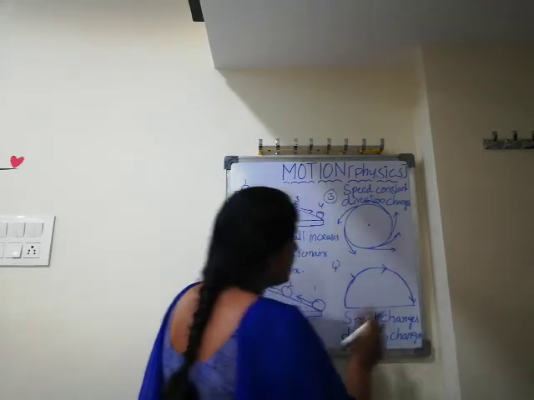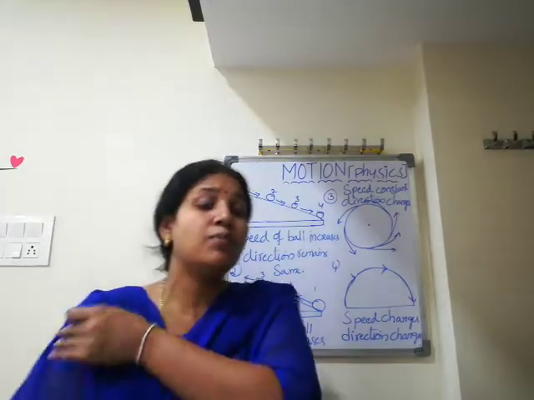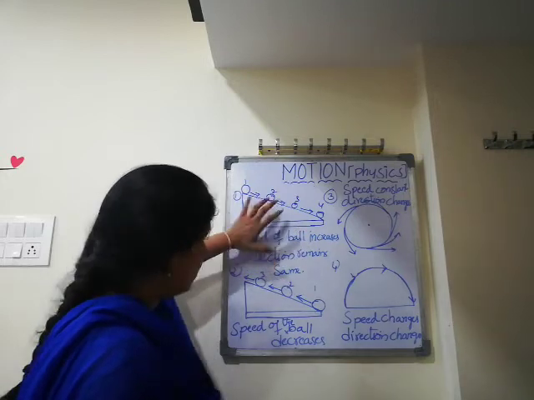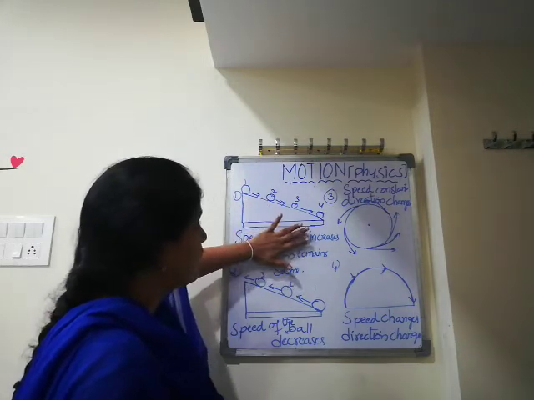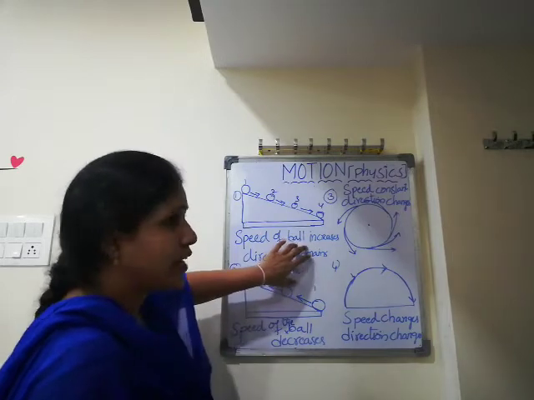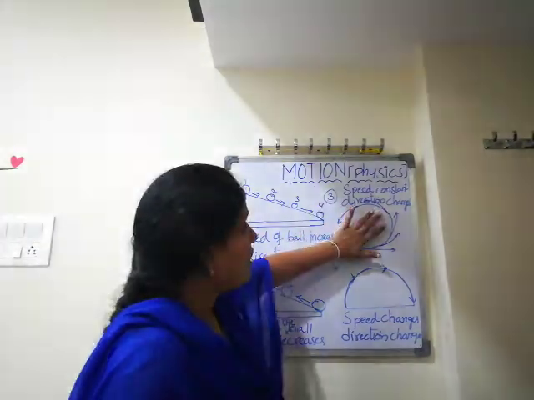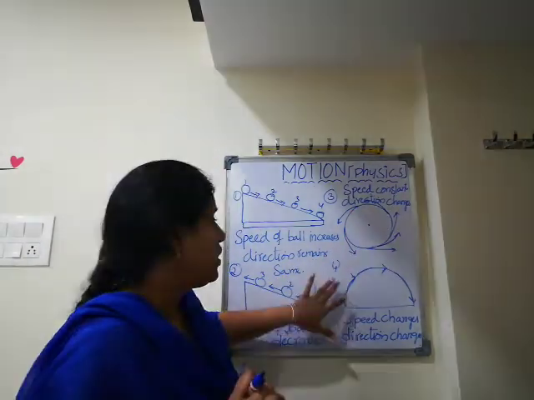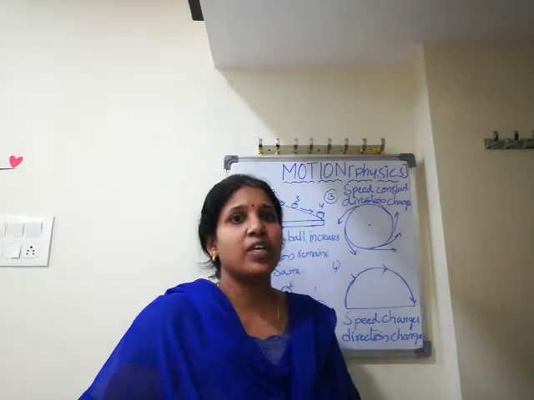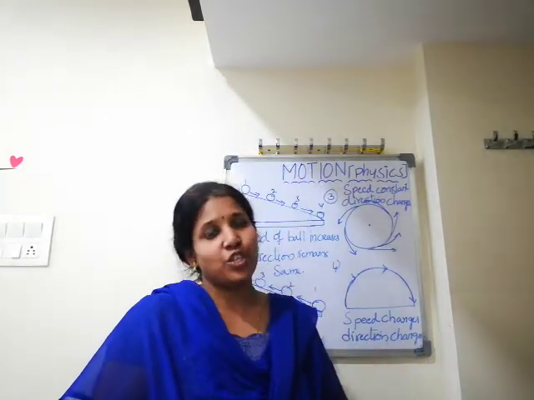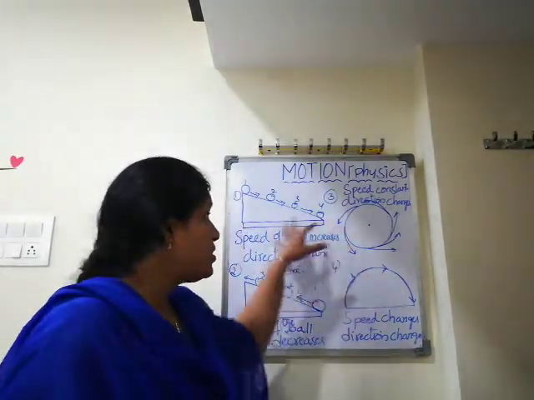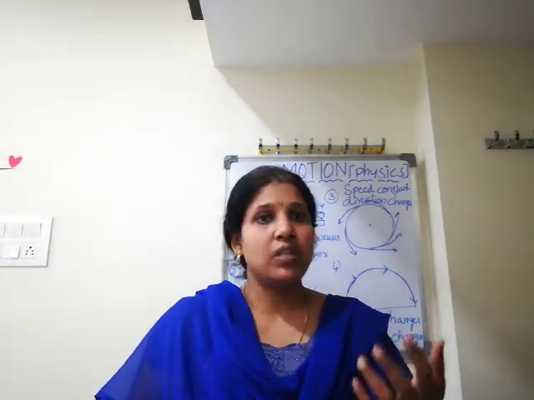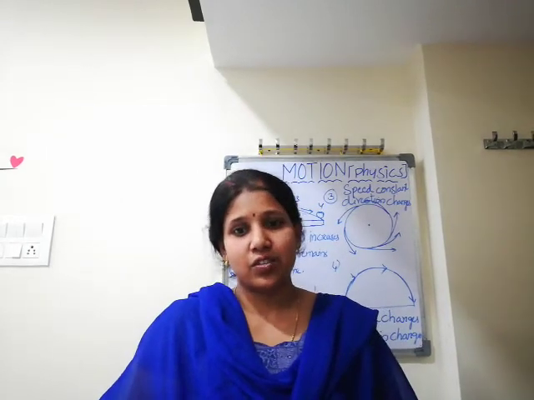So from these four figures, we can say that whenever an object is in motion, there may be speed changes. In the first two examples, we are observing that the speed of an object changes, but direction remains constant. Here we are observing speed remains constant, but direction is changing. And in the fourth example, we are observing that both the speed and direction are changing. Like this, these changes you will observe whenever an object is in motion in different cases.